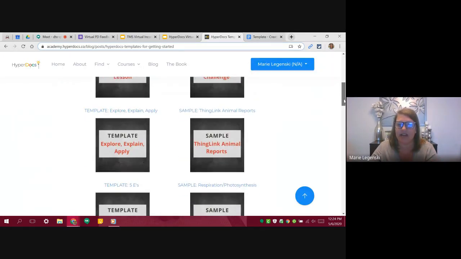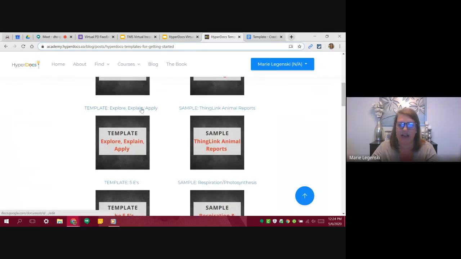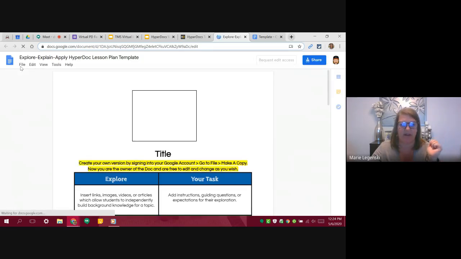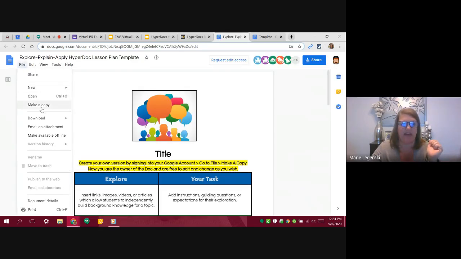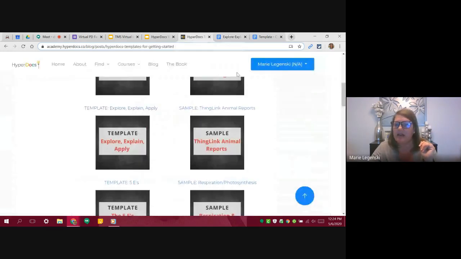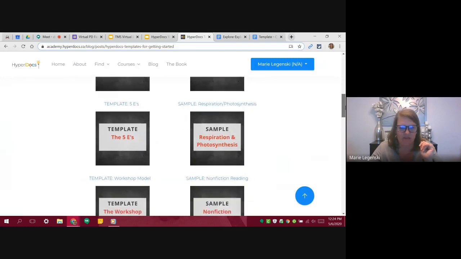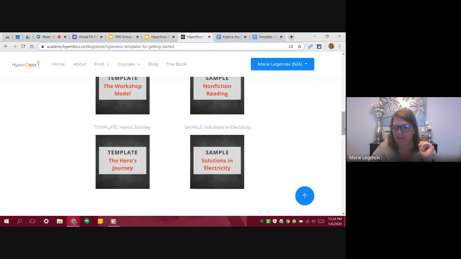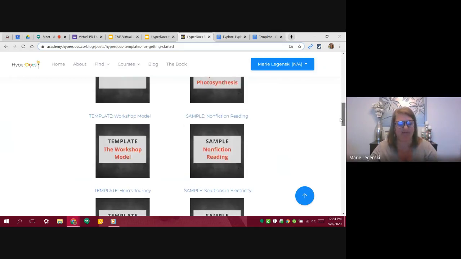So these are the learning cycles, the template. If you were to go to the template, you would do the same exact thing. You'd have to go to File and make a copy. Okay. So File, make a copy, and then it'll pop open and you'll be able to edit it however you'd like. The only other template on here that we did not put in our presentation is the Hero's Journey. So you are free to look at that for time. I'm going to skip over that one for now though.